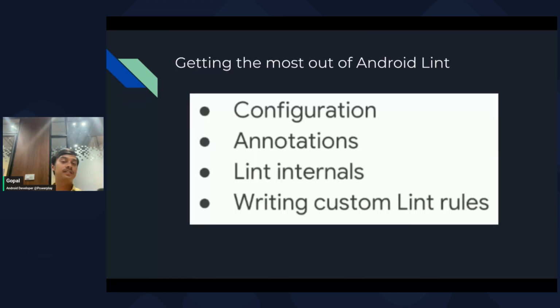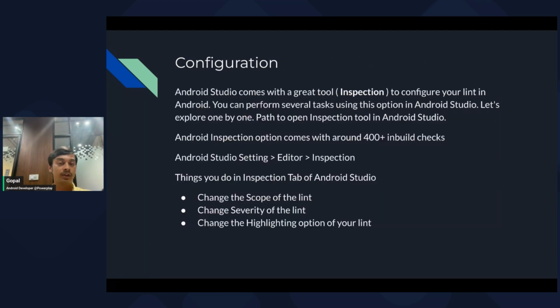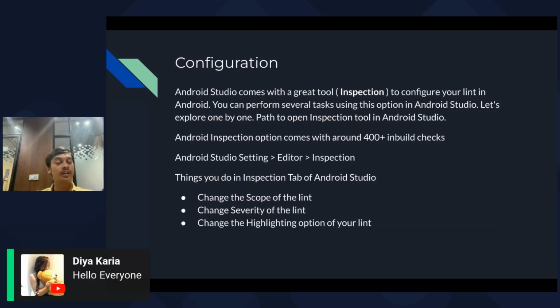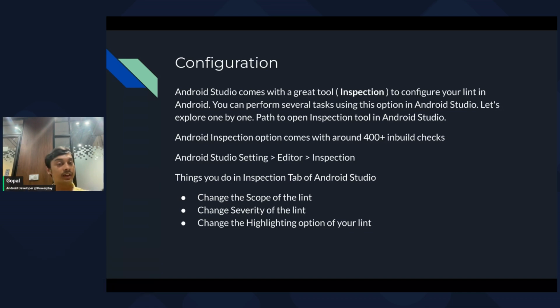Now let's see what else we can achieve from lint. Let's go through them one by one. So what is configuration? Android Studio already comes with 400 plus inbuilt checks that we can run. We can also change their scope, we can change their severity, and we can change the highlighting option of the lint that Android Studio comes with.